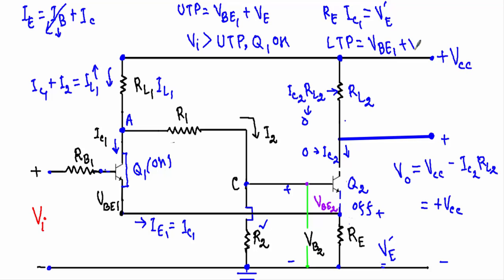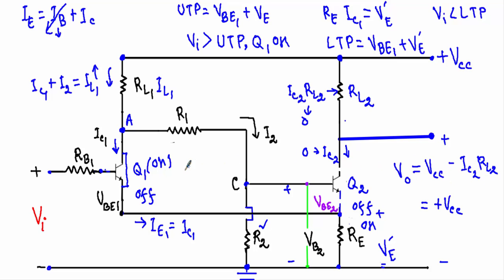VBE1 plus VE prime, and when the input voltage Vi is less than our LTP, or lower triggering point, the base to emitter junction voltage of the transistor Q1 will not be sufficient to drive Q1 in on state. Therefore it will go in off state, and when Q1 gets into off state, the transistor Q2 will now be in on state, and the voltage difference between this collector and ground terminal will again be VCC minus IC2 RL2.